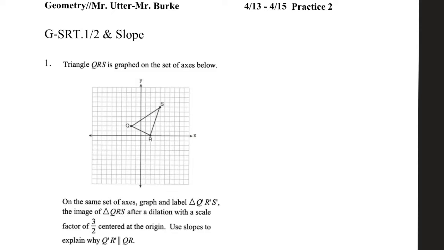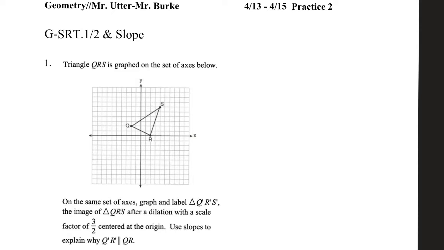All right, let's dive right in. Number 1, we have QRS drawn on our graph here, and they want us to graph the dilation of QRS after a scale factor of 3/2 centered at the origin, and then they want us to use slopes to explain why Q prime R prime is parallel to QR. So we got a bunch of stuff going on here.